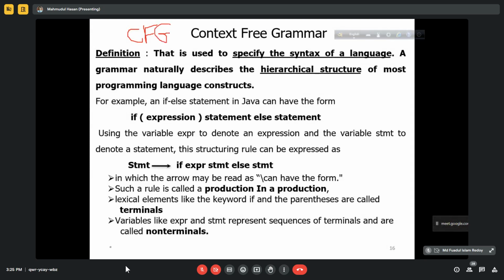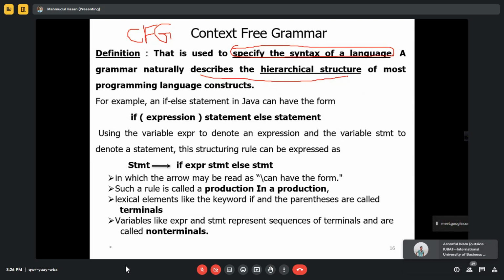So context-free grammar or CFG is used to specify the syntax of a language. Also, it describes the hierarchical structure. That means which operation will be first, then which one, then which one, like that.